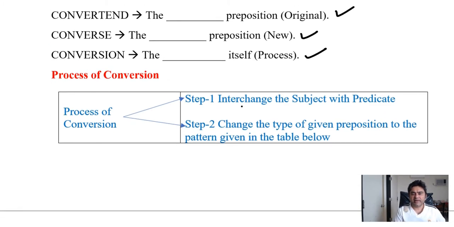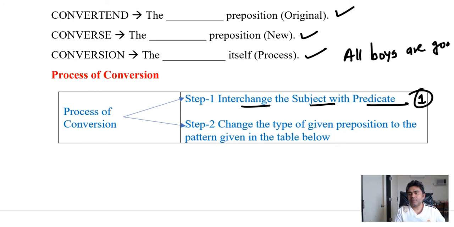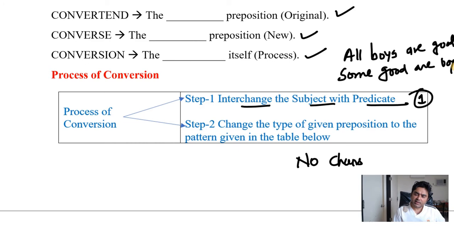In a similar manner, no chairs are table. So I can write some tables are not chairs. So this is E and this is O. Universal negative to particular negative. So what we did, we just changed the subject and predicate. Second stage, change the type of given proposition to the pattern given in the table below.